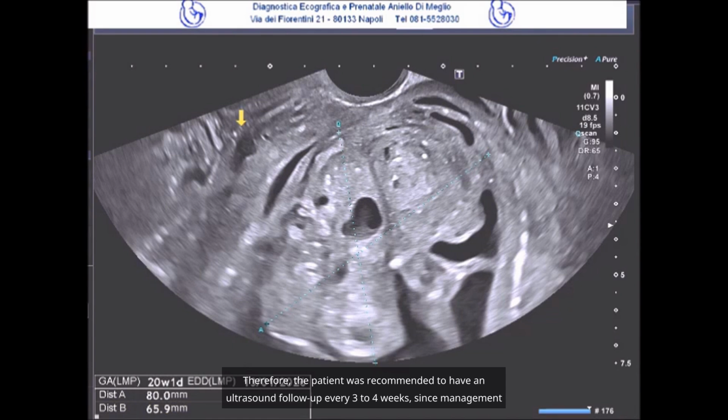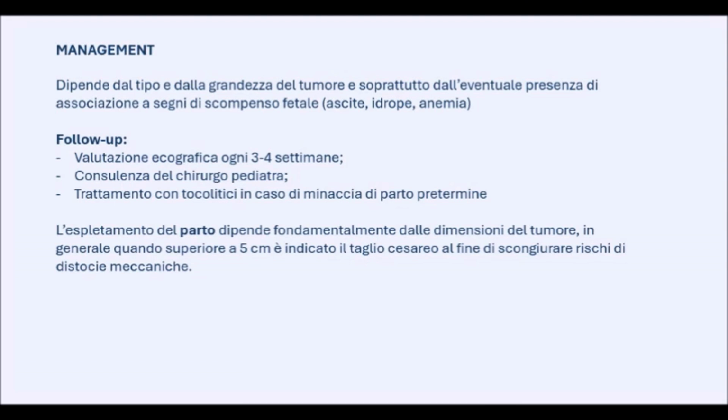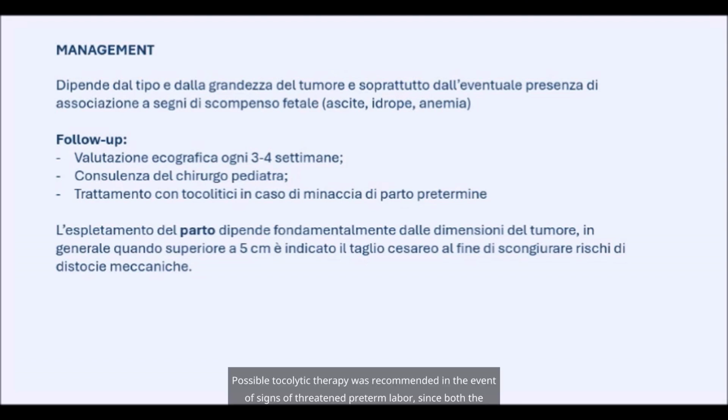Therefore, the patient was recommended to have an ultrasound follow-up every 3 to 4 weeks, since management fundamentally depends on the growth of the mass and the possible appearance of ultrasound signs associated with an unfavorable prognosis, such as hydrops or anemia. Possible tocolytic therapy was recommended in the event of signs of threatened preterm labor, since both the mass effect of the neoplasm and any associated polyhydramnios obviously increase the risk for the patient. Finally, she was also advised to have a pediatric surgical consultation for the postpartum management of the tumor.